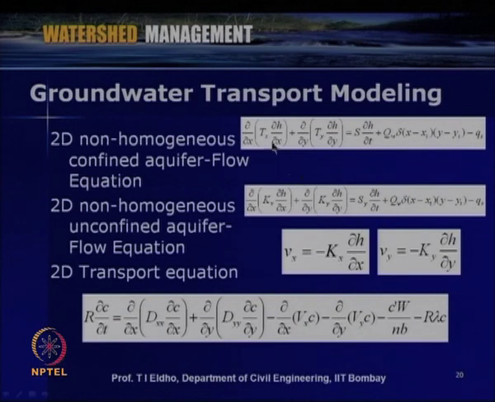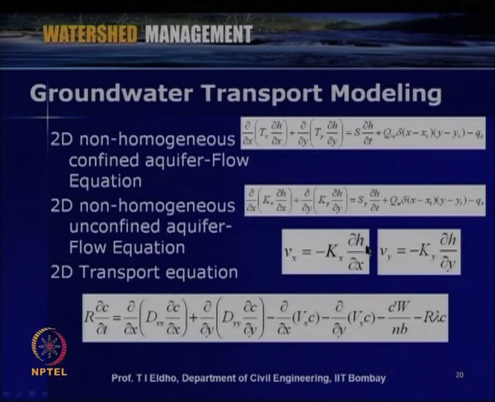Similarly, Tx and Ty are the transmissivities of the aquifer system, and Kx and Ky are the hydraulic conductivities. In a similar way, the equation can be written for an unconfined aquifer. Qw is the pumping at a particular location, and Qs is the source term within the aquifer system. Based upon these flow equations, we solve them with appropriate boundary and initial conditions, get the head distribution within the aquifer system, and then using Darcy's law, we can get the velocity variation Vx and Vy as shown here.